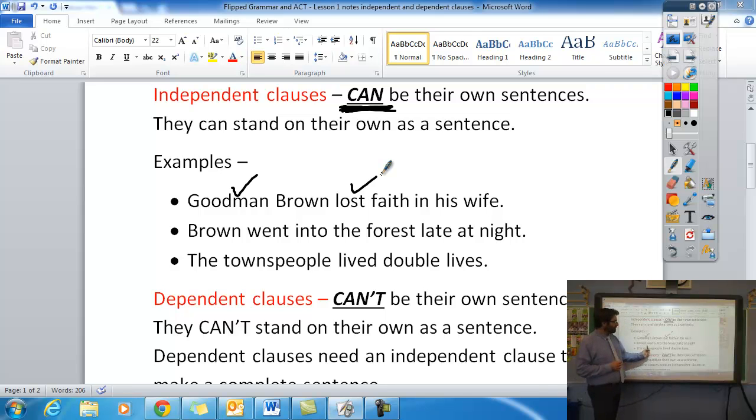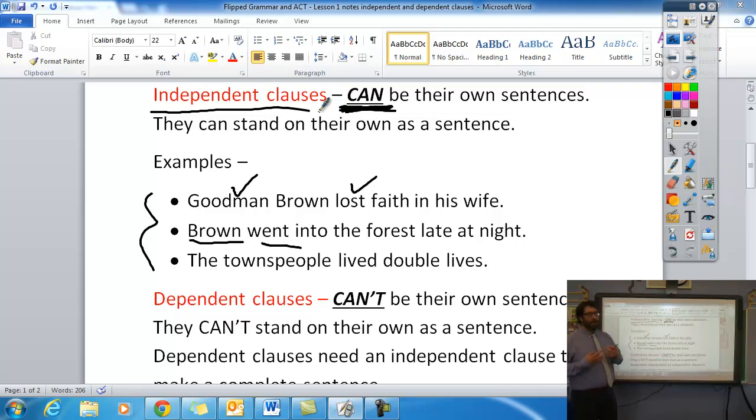Let's look at the next one. Brown went into the forest late at night. Again, subject, verb, complete thought. So that's an independent clause. It could be its own sentence. How about the next one? The townspeople live double lives. Again, a complete thought. We've got a subject, we've got a verb. It can stand on its own. So these are all really good examples of independent clauses, okay?